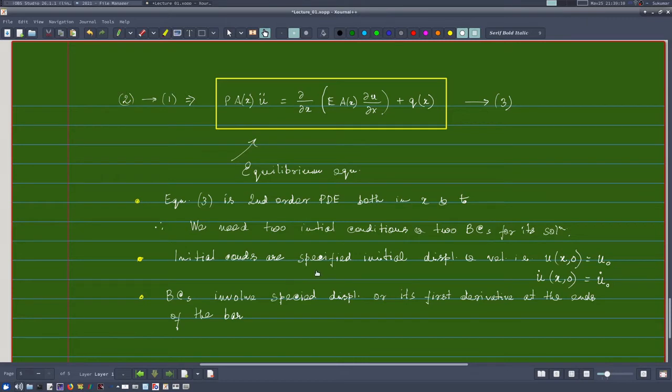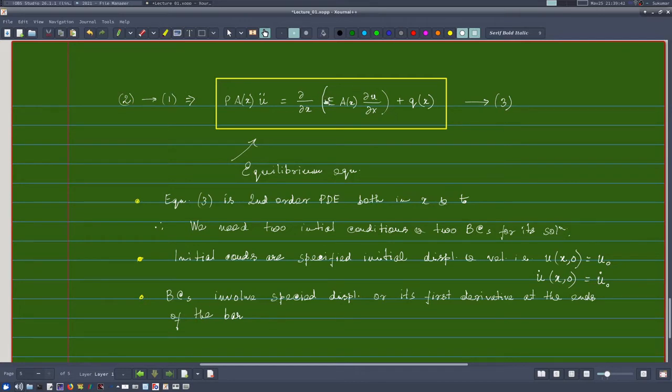The initial conditions can be specified as initial displacement and velocity. So at time t equal to 0, the bar may have certain initial displacement or certain initial velocity or both. Most of the time, if the system starts from rest in a dynamic condition, then we assume this initial displacement and initial velocity to be 0 for most of the realistic problems.